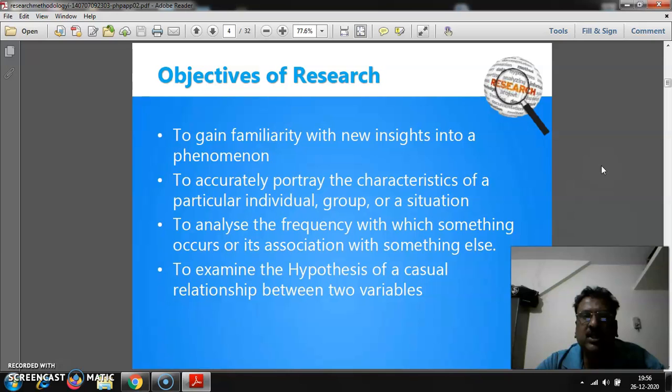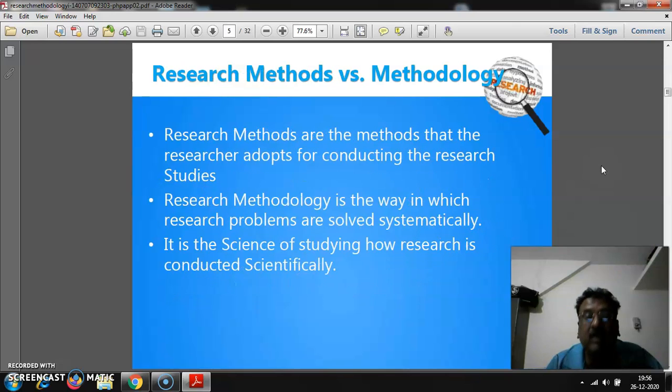To analyze the frequency with which something occurs or its association with something else, that is, frequency of occurrence we also study with the help of research. Next, to examine the hypothesis of a causal relationship between two variables. That is, one is the independent variable, another one is the dependent variable. What is the relationship between these two, we can also examine with the help of a hypothesis. Hypothesis means nothing but imagination.